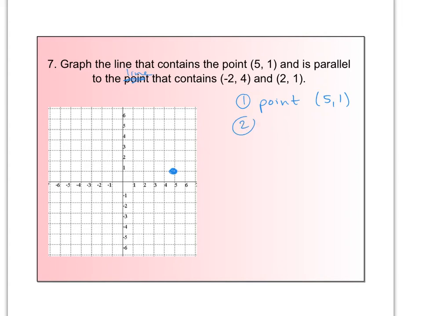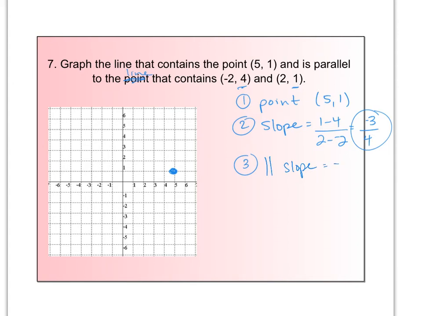Step number 2 is find the slope of the line that goes through the other 2 points. So I'm going to do y minus y. So I'm going to do 1 minus 4 over 2 minus negative 2. I wind up with negative 3 over 4, negative 3/4. Step number 3 is our line has to be parallel to that one. So what is the parallel slope? Well, it would be the same. It's -3/4. If two lines are parallel, they have the same slope.